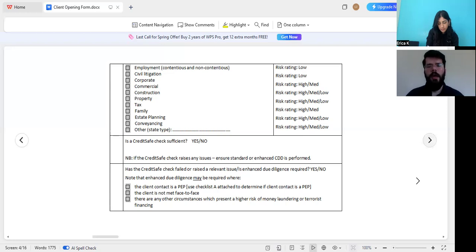So once that's done, you move on to the other steps. That is, if the Credit Safe check raises any issues, ensure standard and enhanced due diligence. Oh no, sorry, we've not done that. Note that enhanced due diligence may be required where, so we identify what a PEP is, the client is not met face to face, and then there are any other circumstances which represent a higher risk of money laundering or terrorist finance.